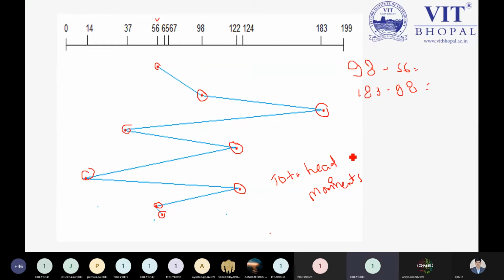So will we do 37 minus 183, or 183 minus 37? 183 minus 37, because we will take the positive value. We are calculating movement, total movement, so we find the distance. Okay, that is also distance. Actually, I'm also doing the calculation over here.